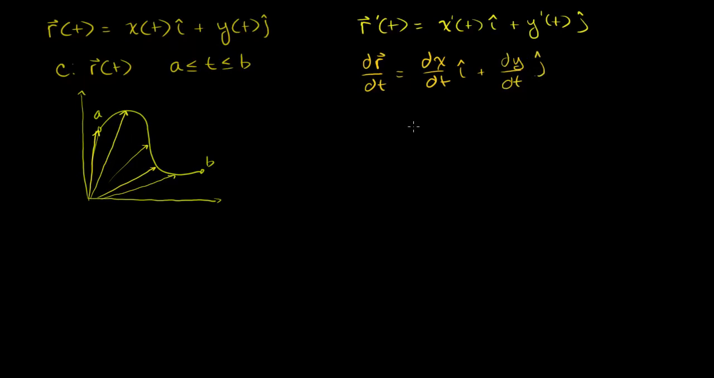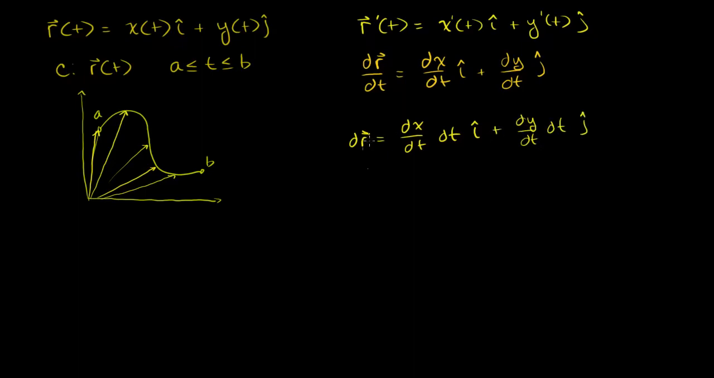And if we wanted to think about the differential, whenever I do the math with the differential, it's a little bit hand wavy. I'm not being very rigorous, but if you imagine multiplying both sides of this equation by a very small dt, you would get dr is equal to dx dt times dt, I could make these cancel out, but I'll just write it like this first, times the unit vector i plus dy dt times dt times the unit vector j.